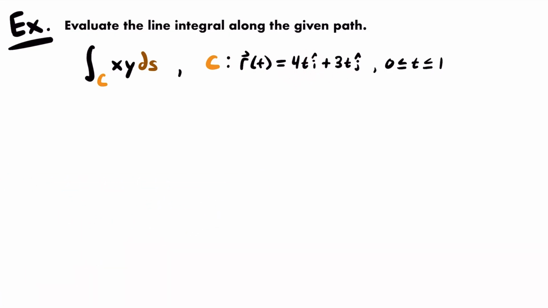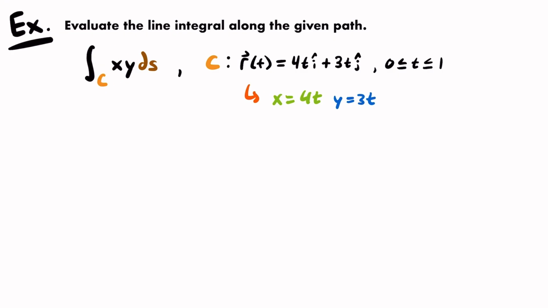The x component of 4t would be the parametric equation for x, and the y component of 3t would be the parametric equation for y. Together, those two equations of x equals 4t and y equals 3t represent the curve that we are working with for this line integral.